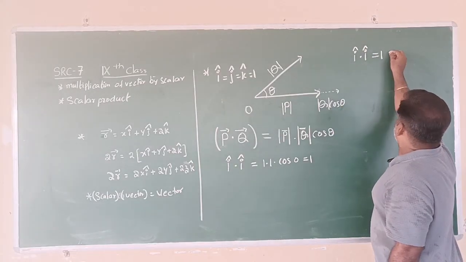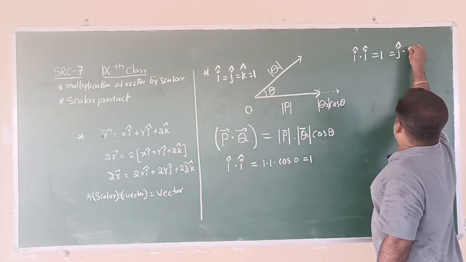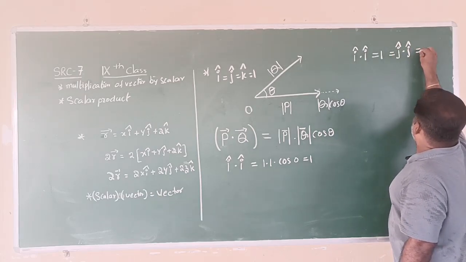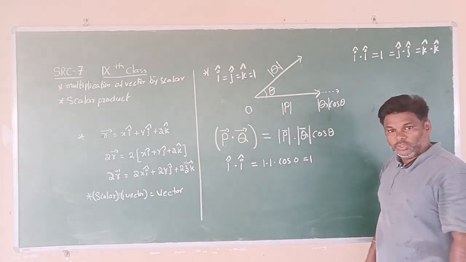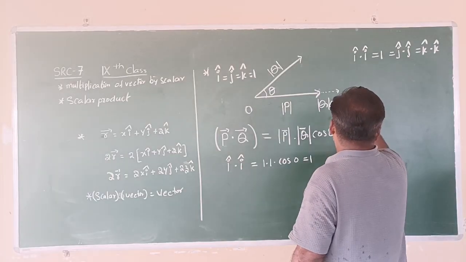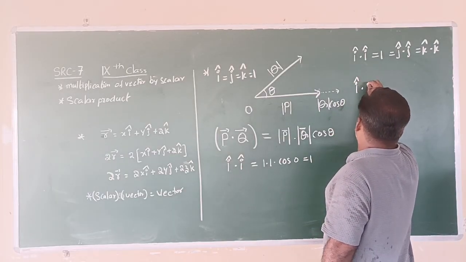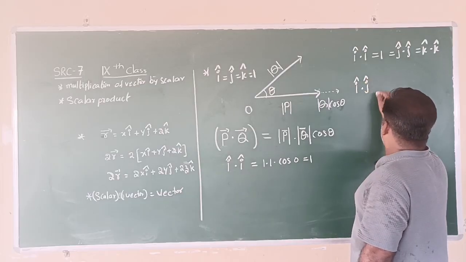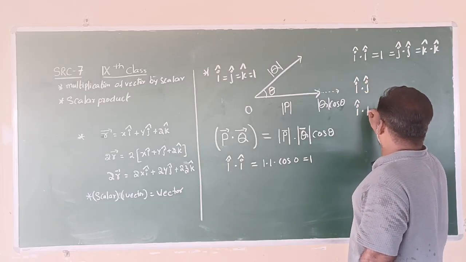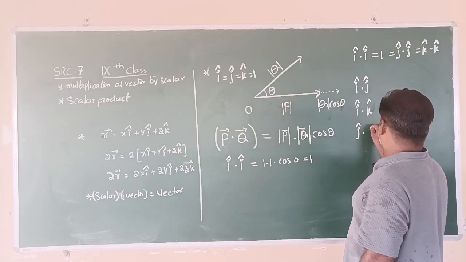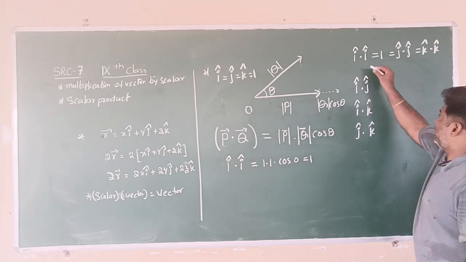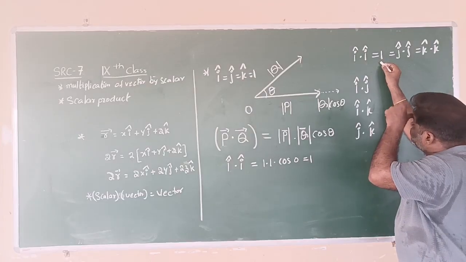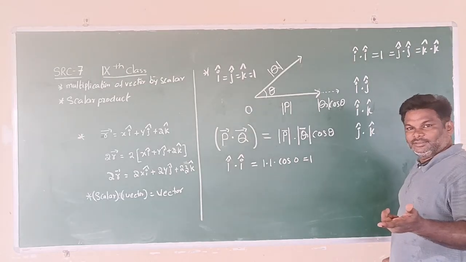Similarly, j cap dot j cap and k cap dot k cap, again you will get the same. This is how you will get it. And one more thing we are going to calculate: i dot j, what will happen? And i dot k, what will happen? And j dot k, what will happen? Let's check. Why am I asking this? Because in the previous case you got i dot i is equal to 1. Are you getting a similar answer or a different answer?